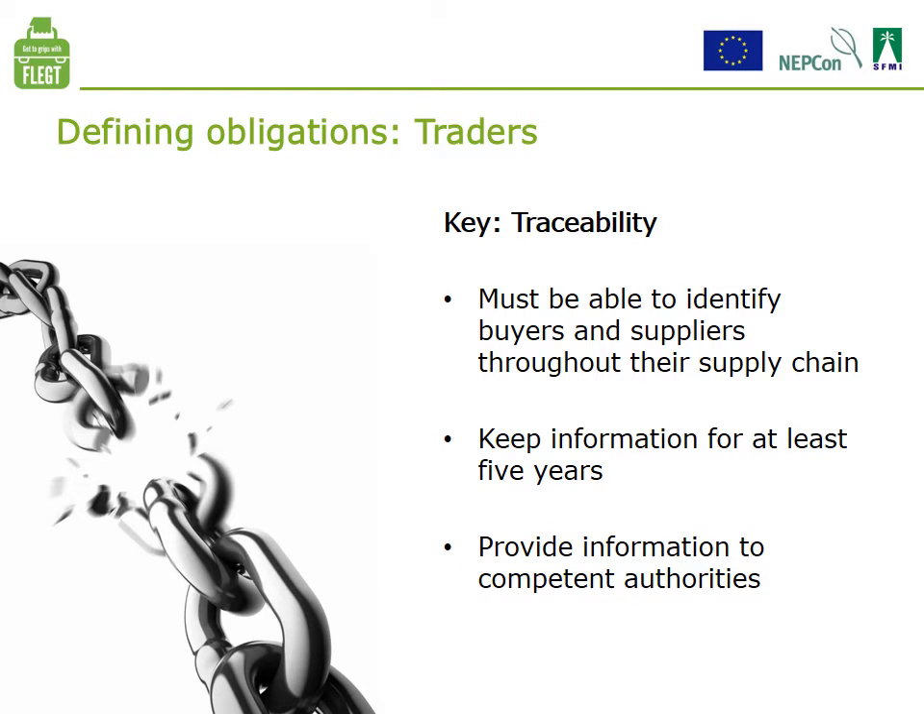The key obligations for traders relate to maintaining traceability of the products they are trading. Traders must be able to identify the organizations they are buying from and selling to, and they need to maintain this information for 5 years. Traders shall be prepared to provide competent authorities, which will be described in a moment, with information on request.